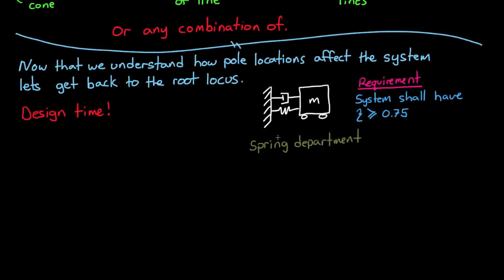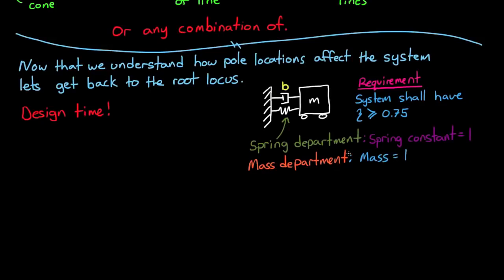However, you don't have control over the entire design. The spring department is in charge of choosing a spring, and it gets to pick the spring constant, which they pick as 1. And the mass was developed by your marketing department, and they said that a mass of 1 would sell the best. So now you get to pick your own damper, with any damping coefficient you need in order to meet the system requirements.